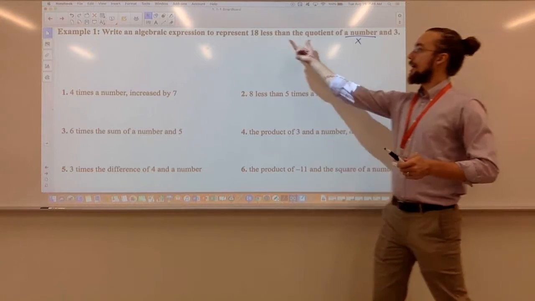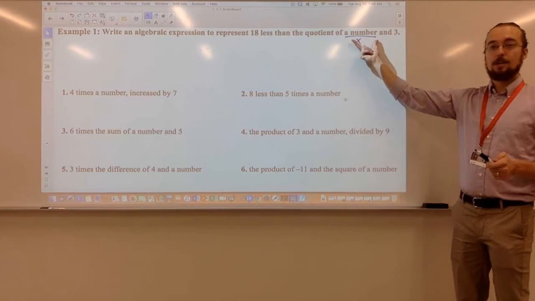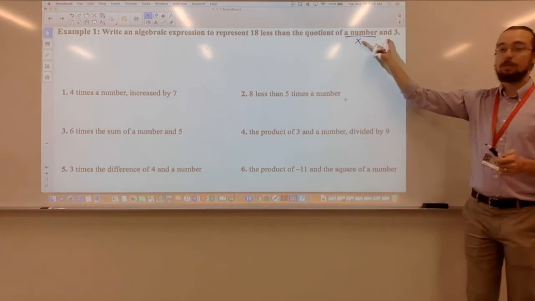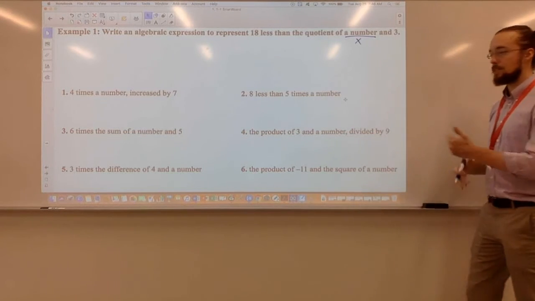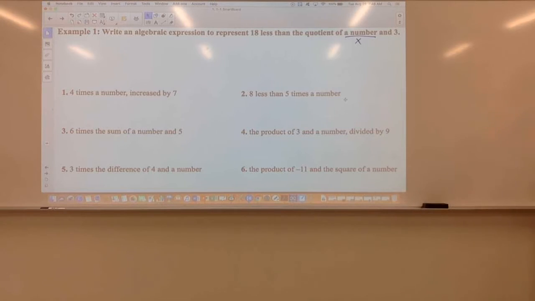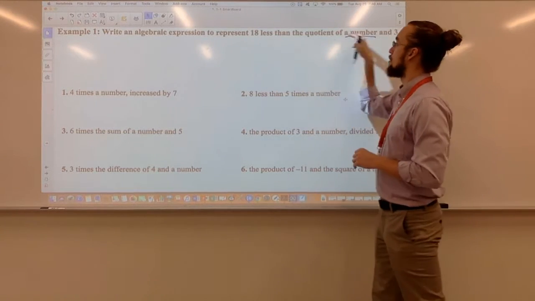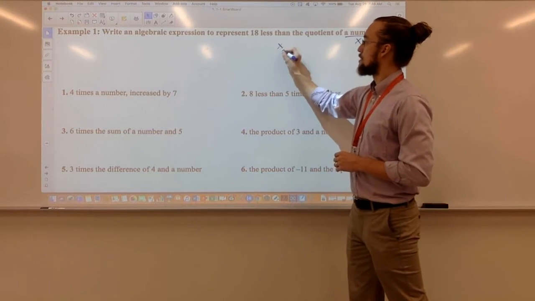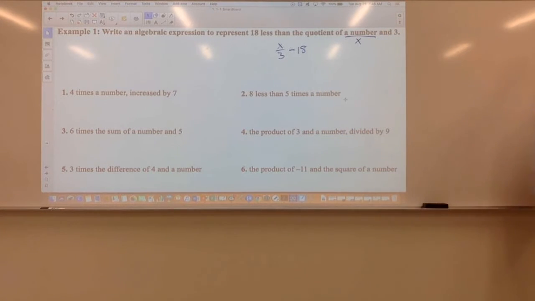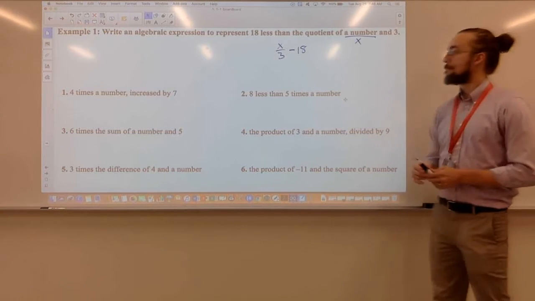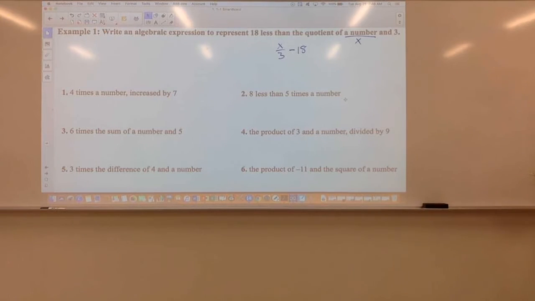18 less than this means I want to take 18 away from this. I don't want to take this away from 18. So 18 less than something means I want to take 18 away. So even though it's written with the 18 first, what this is actually saying is take the quotient of a number and 3 and take 18 away from that. 18 less than the quotient. Make sense? Are we okay with that one? Yeah.